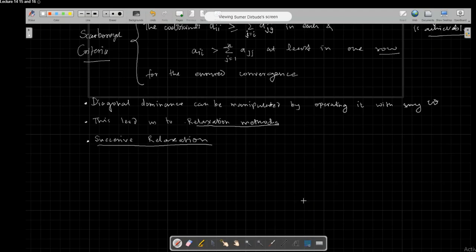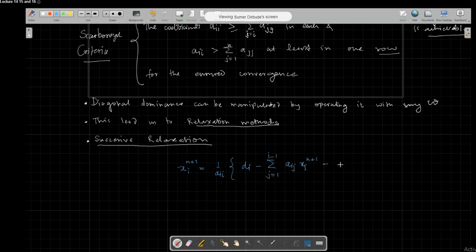Okay, now what do we do in successive relaxation? Essentially, we perform successive relaxation on the Gauss-Seidel method, and according to the Gauss-Seidel method, our general form can be written like this: x_i^(n+1) for i equals 1 to n, is equal to 1 over a_ii times d_i minus the sum for j equals 1 to i minus 1 of a_ij x_j^(n+1), isn't it?